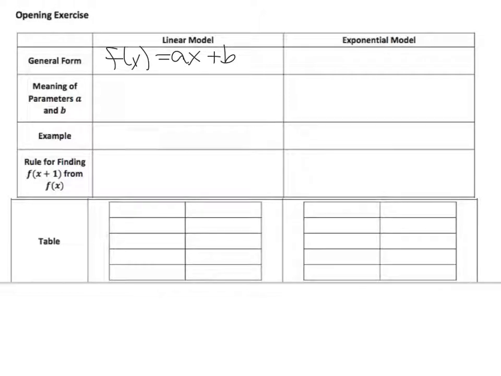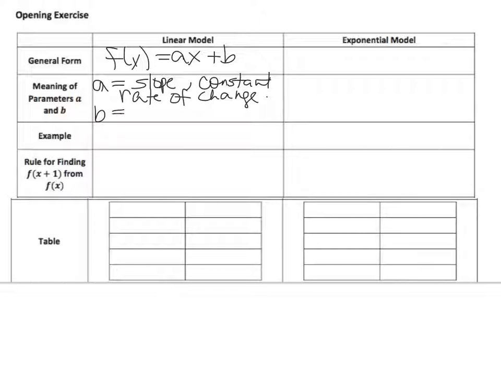I'm going to keep going down the linear model. So a is your slope, constant rate of change. Please know the next slide is going to have this typed in much clearer, but I want to talk through it too. b is your y-intercept, or the f of x value when x equals 0.